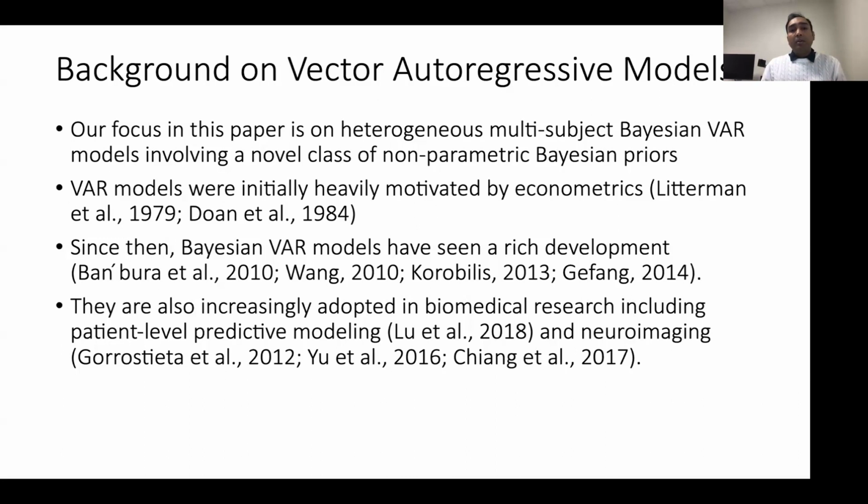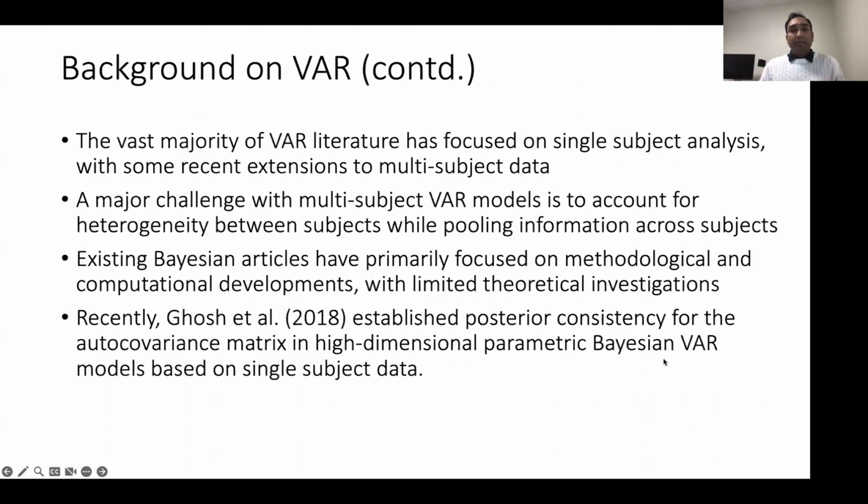So VAR models were initially heavily motivated by econometrics, and since then, Bayesian VAR models have seen a rich development. And recently people are starting to adapt this to biomedical imaging data sets, right? And so, as I was mentioning, the vast majority of VAR models have focused on single subject analysis. And so now we would like to extend this literature to multi-subject analysis, accounting for heterogeneity across subjects. Of note, there's a recent paper by Ghosh from University of Florida that showed that you can actually establish posterior consistency for single subject Bayesian VAR modeling, which was a really encouraging result.